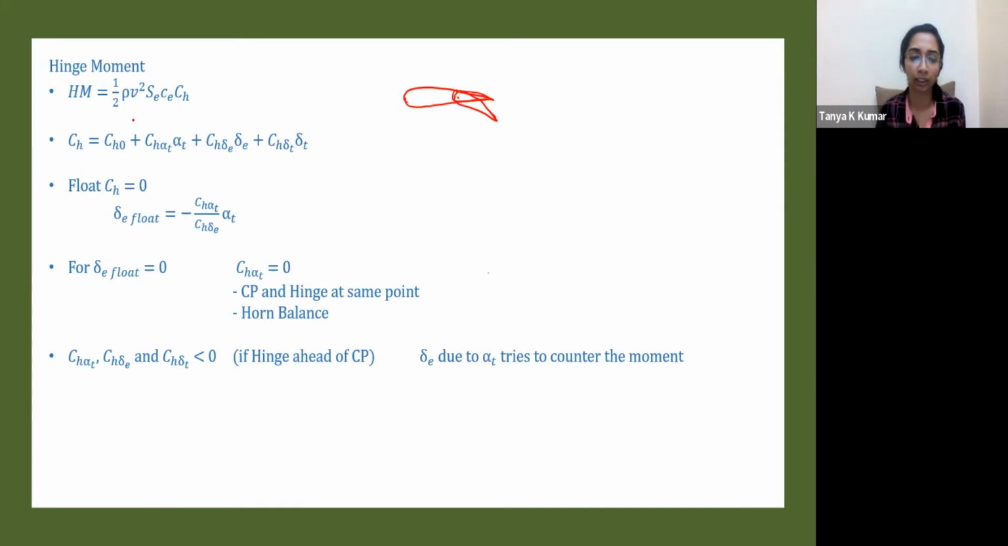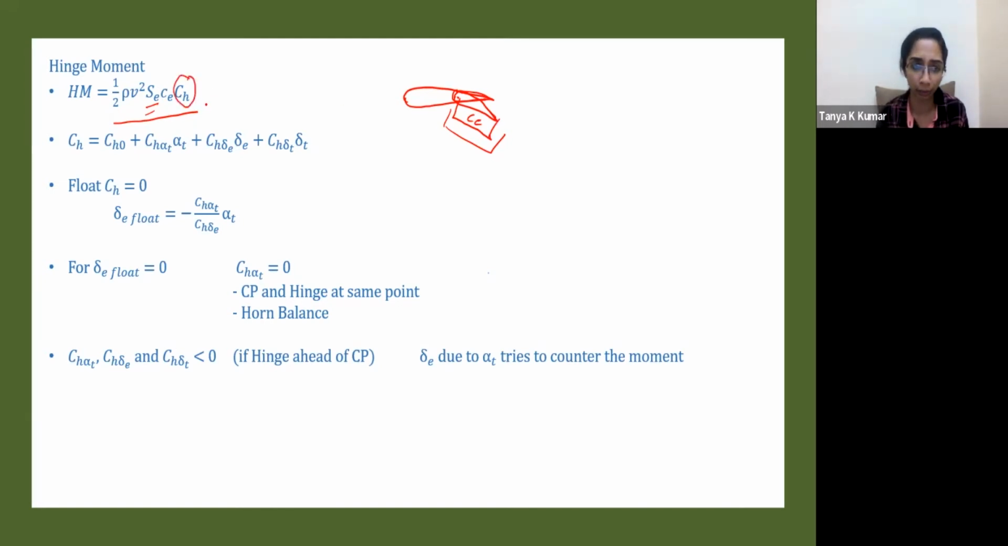How do you calculate the hinge moment? This is the equation similar to all the other moments, pitching moment, yawing moment, everything. Half rho V square SE CE. SE is the surface area of the elevator. CE is calculated from the hinge point. Okay, so this is the distance for CE. That's the convention that we follow. CE is the chord distance from this hinge point to the tail.